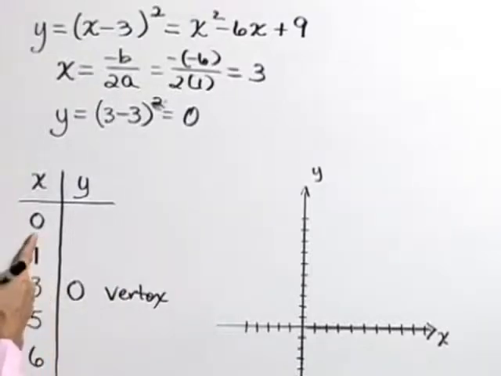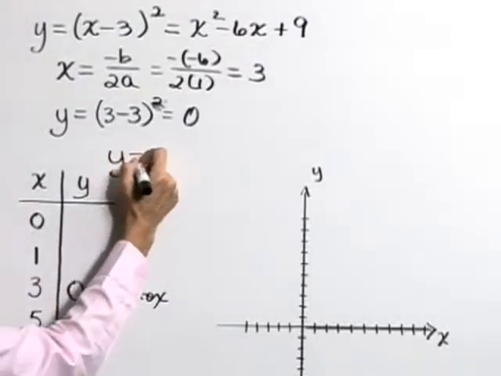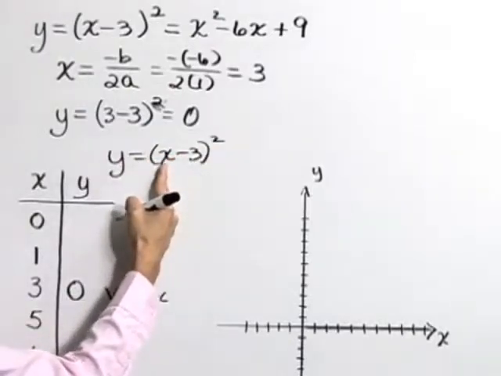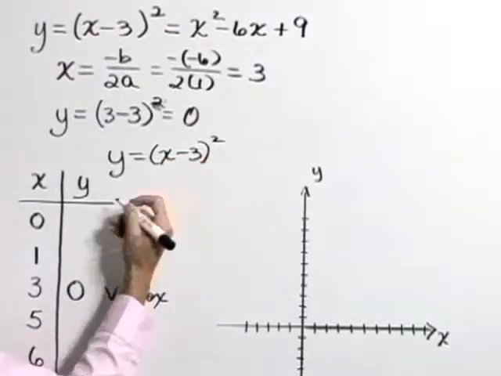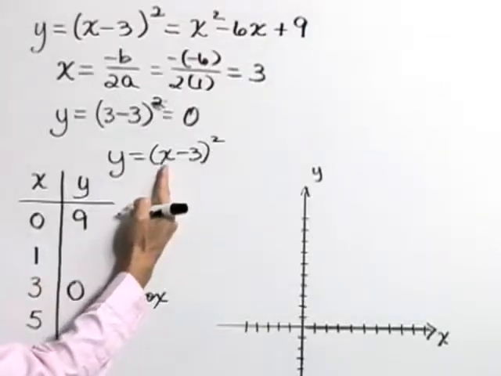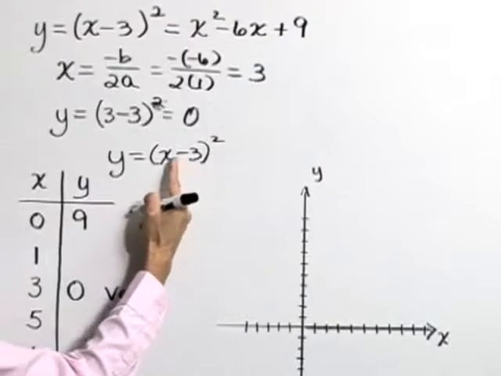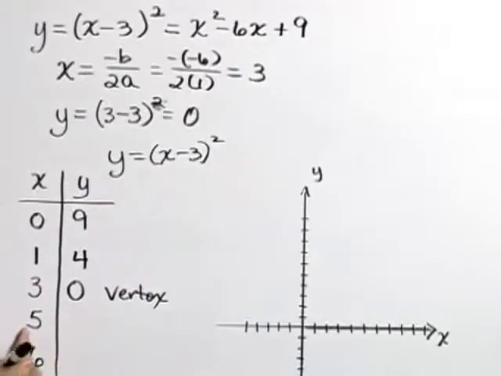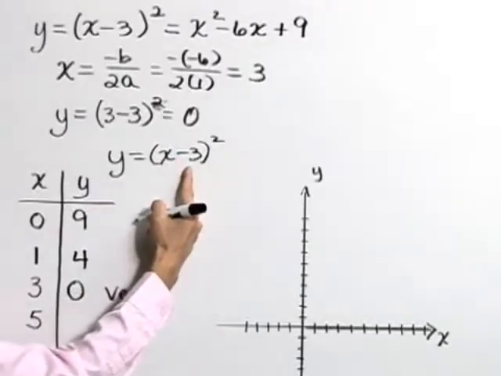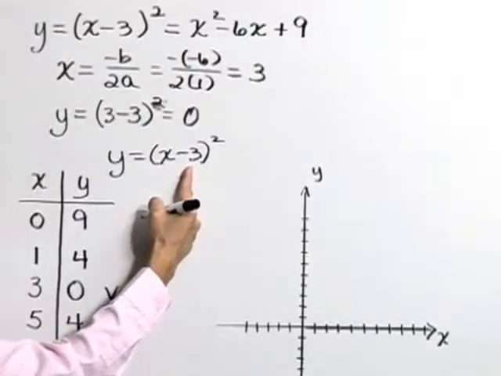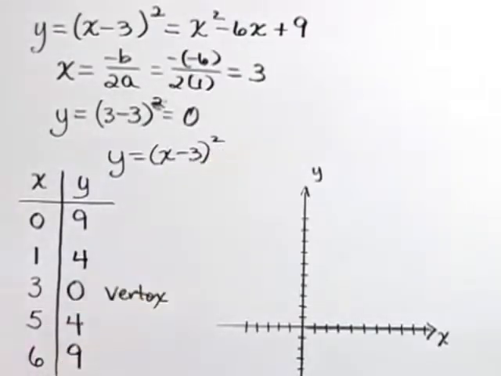If we let x equal 0 in the equation y equal x minus 3 quantity squared, then we have 0 minus 3, that's negative 3 quantity squared, or positive 9. If we let x equal 1, then y is equal to 1 minus 3, or negative 2 quantity squared, that's 4. If x is 5, y is 5 minus 3 quantity squared, that's 2 squared, or 4. And if x is 6, y is 6 minus 3, or 3 quantity squared, positive 9.